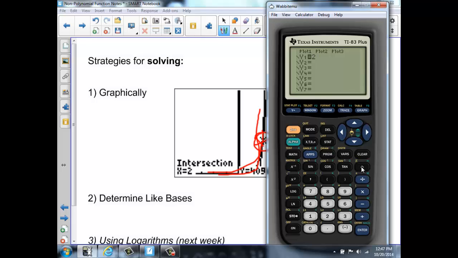So what was it? 2 to the power of 3x minus 2? No, it was 8 to the power of 3x minus 2, right? What was the other one? 16 to the power of, was it x plus 1? Is that what it was? The biggest issue with trying to solve exponential functions graphically is that the window size is stupid.